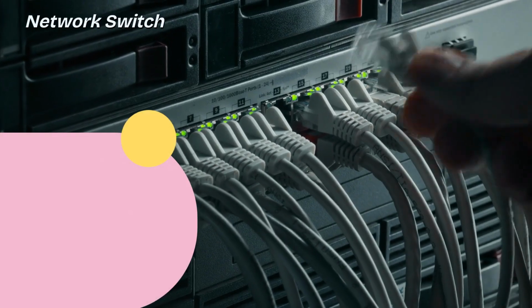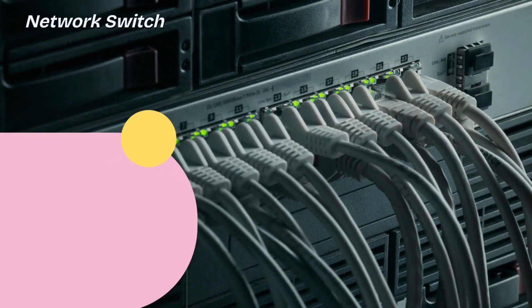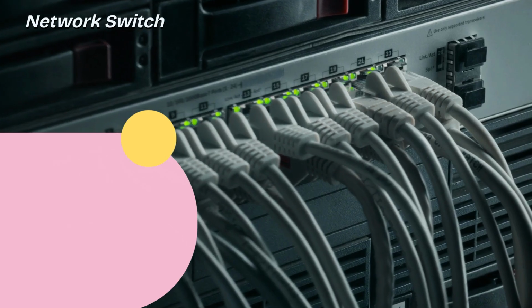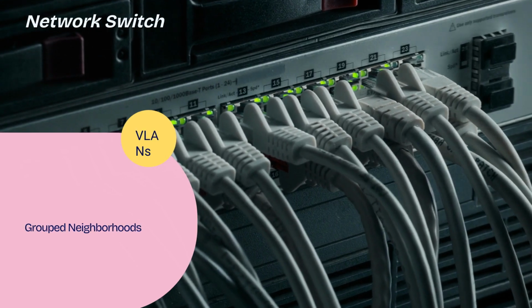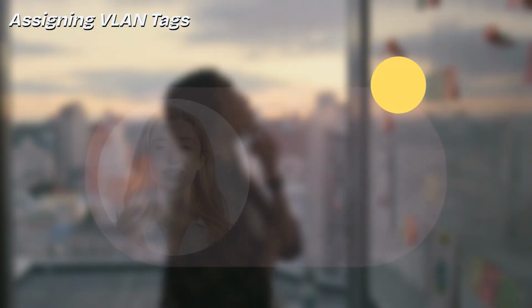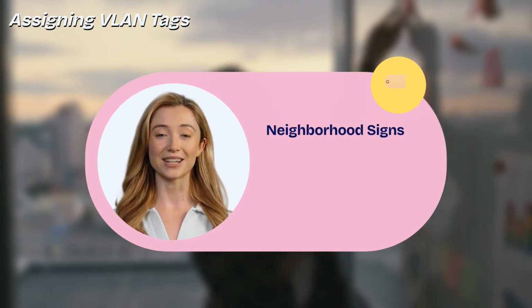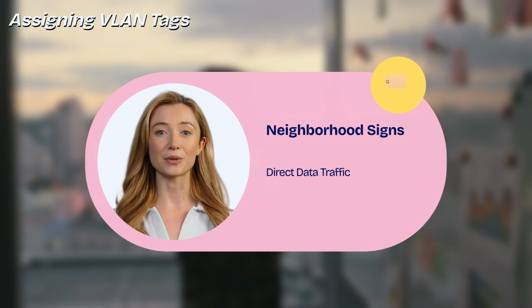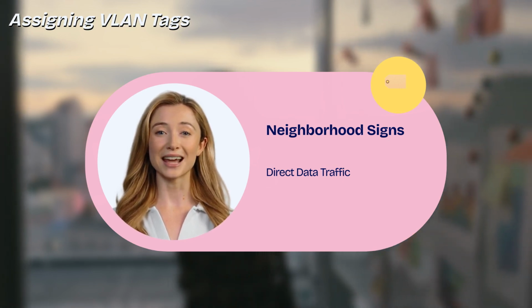Now, how does this work? Well, imagine your network switch is like a big city with lots of streets. Each port on the switch can be considered a house on one of those streets. With VLANs, you can group certain houses into neighborhoods where each neighborhood represents a different network segment. This is done by assigning VLAN tags. These tags are like neighborhood signs that tell the switch, hey, this data belongs here, not there. When data moves through the switch, it's tagged with a VLAN ID, so the switch knows exactly where it should go.